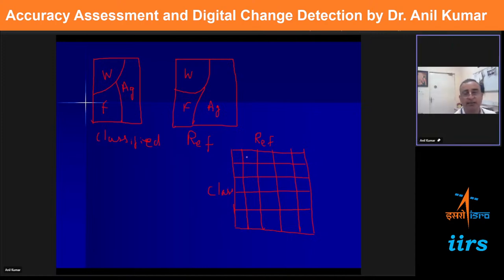And here you have to put the class names: water, agriculture, forest, and again water, agriculture, forest. Here there will be the row total, and here it will be the column total.